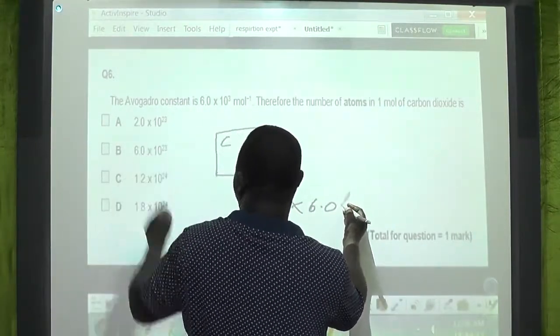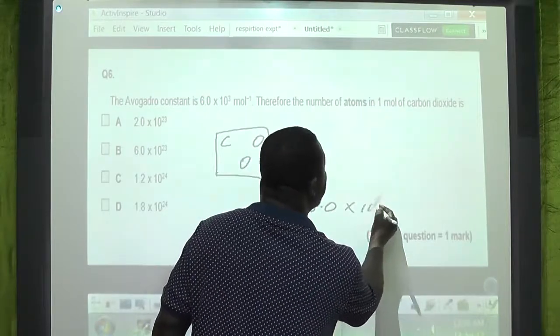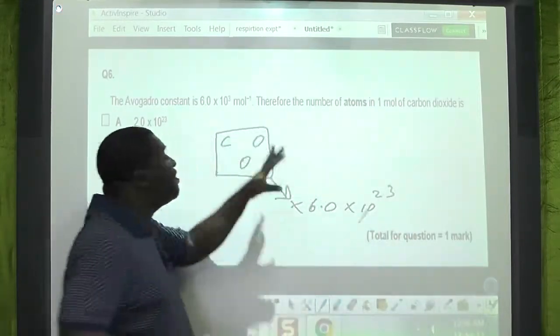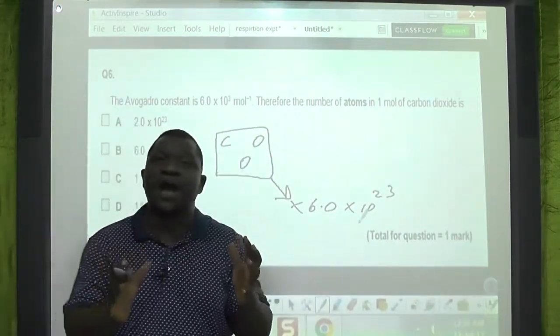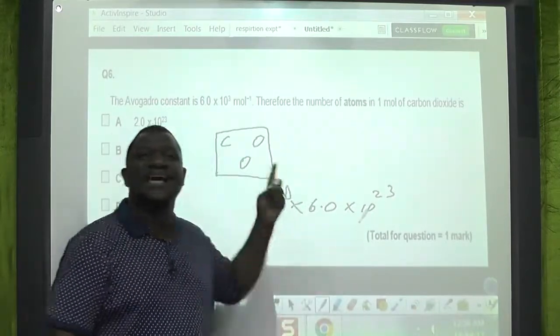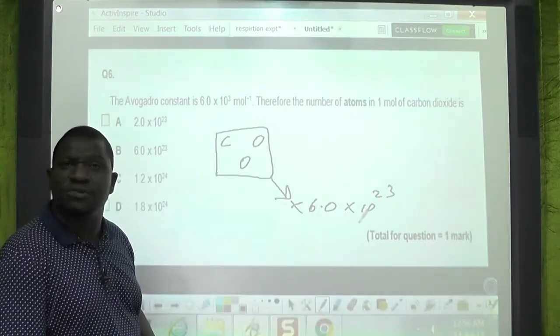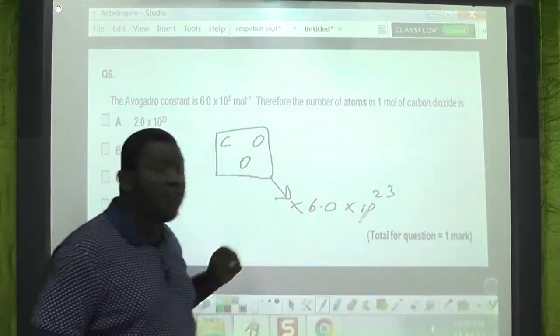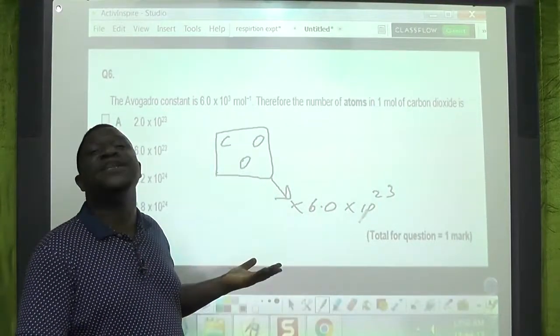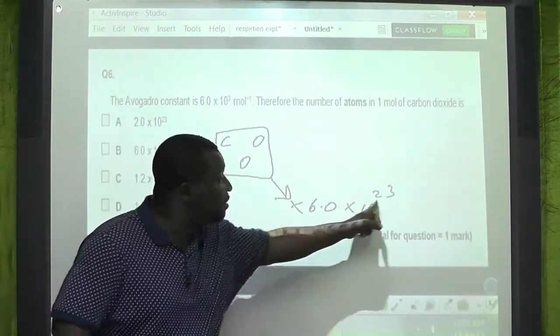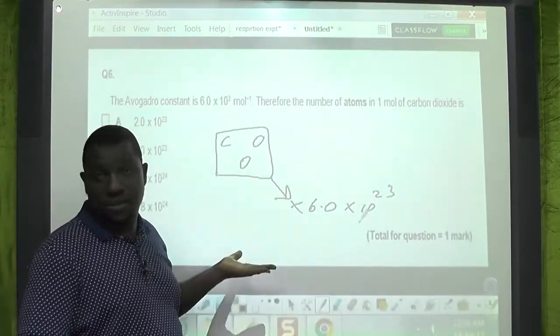6.02. Okay, now they're using 6.0 times 10 raised to the power 23. So I have this number. It's like I have a pack of sugar, and each pack of sugar has 3 cubes. But I have this number of packets of sugar, this number of molecules of carbon dioxide. How many cubes of sugar will I have? This multiplied by 3. As simple as ABC, isn't it?